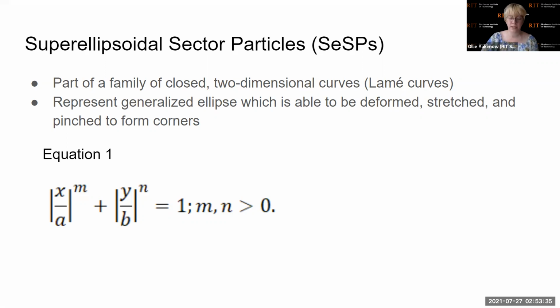Superellipse curves are the set of points that satisfy equation 1. In this equation, parameters A and B function like semi-major and semi-minor axes, and they control the aspect ratio of the curve. Parameters m and n are the degrees of the superellipse and tune the curvature.